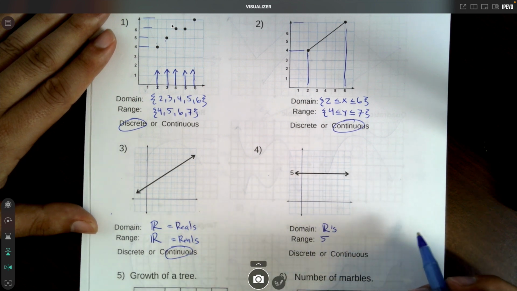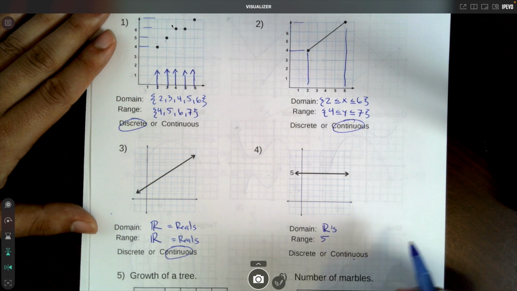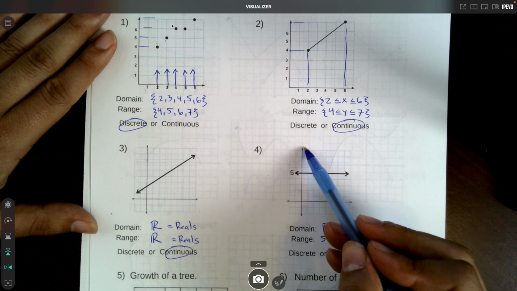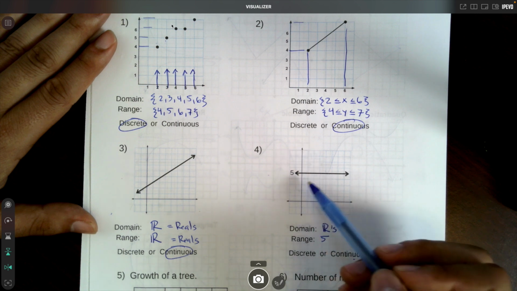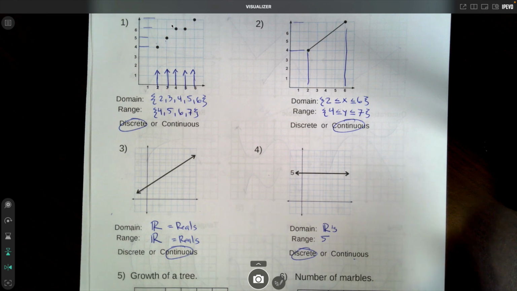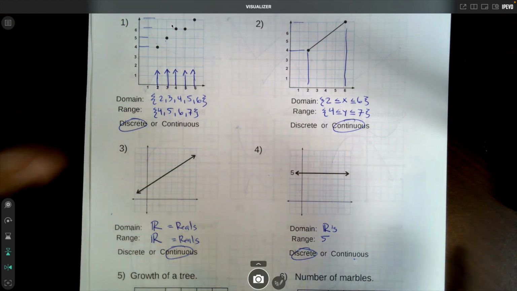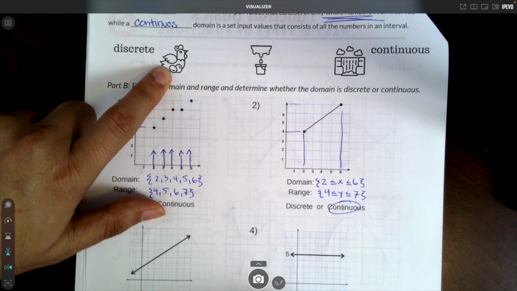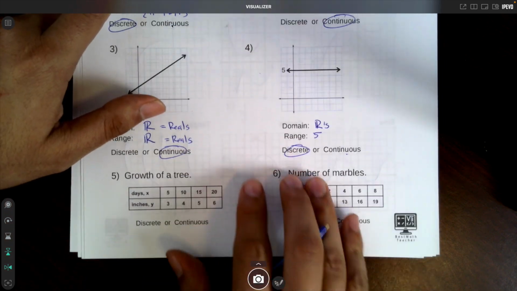So the question is, is this discrete or continuous? You only have 5 and that's it. It doesn't go up to 6, it doesn't go down to 4, and it just stays at 5. So I'm actually going to call this just discrete. It's just one value. Think of it as eggs. It's just 5 eggs and it stays as 5.